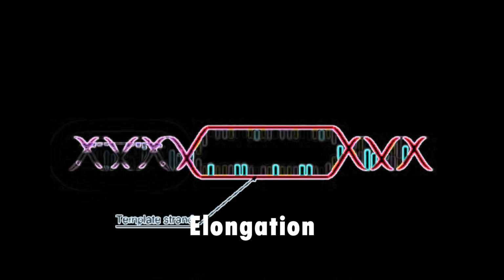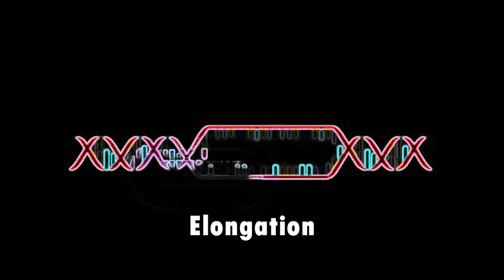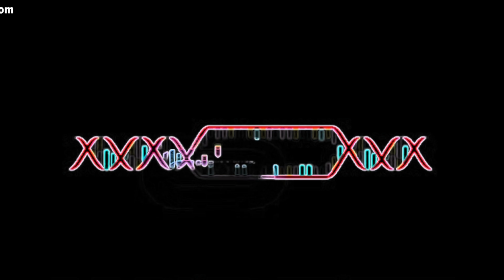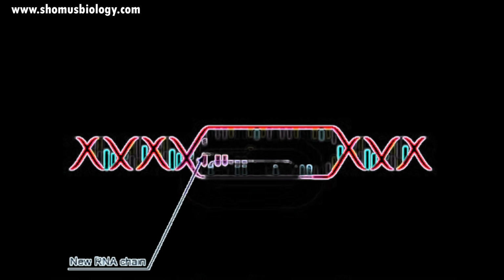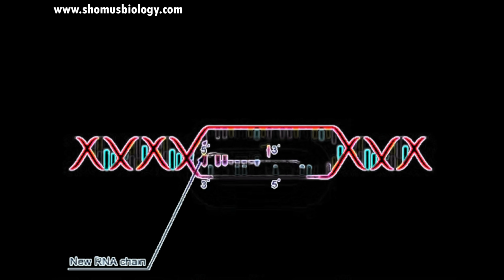In the elongation phase, the RNA polymerase molecule begins to travel in one direction along the template strand, catalyzing the addition of complementary ribonucleotides. The RNA strand elongates in the 5' to 3' direction. These numbers indicate the orientation of the sugar phosphate backbone in the DNA or RNA strand. The template DNA strand is anti-parallel, meaning it reads in the opposite direction.